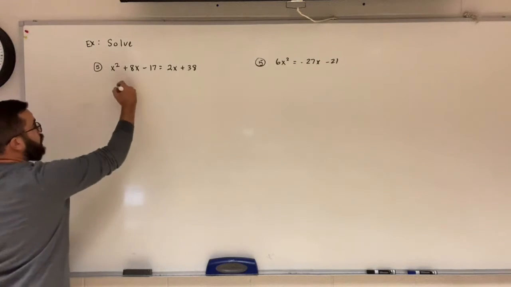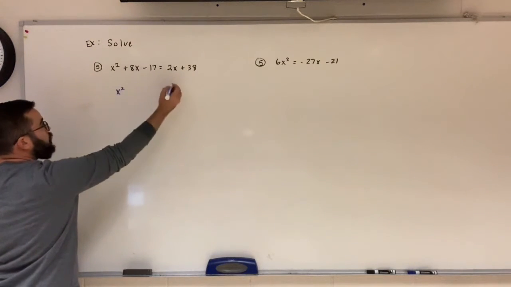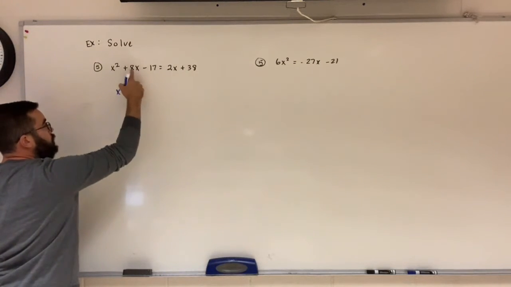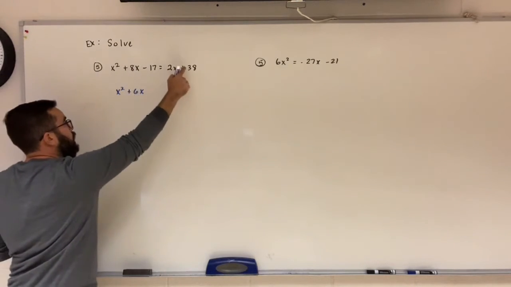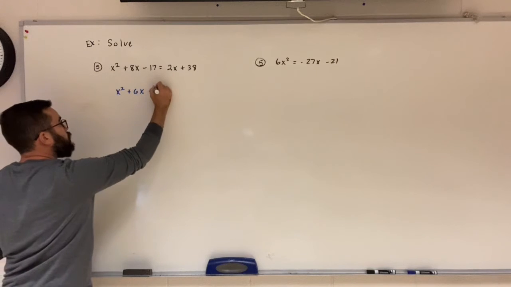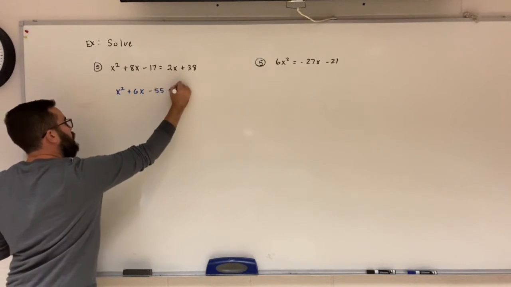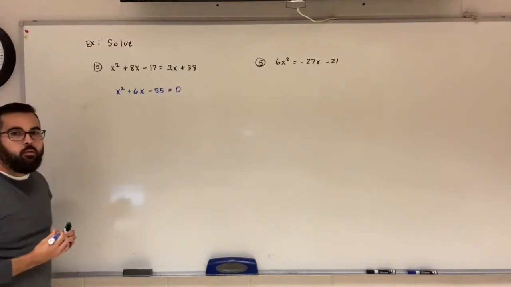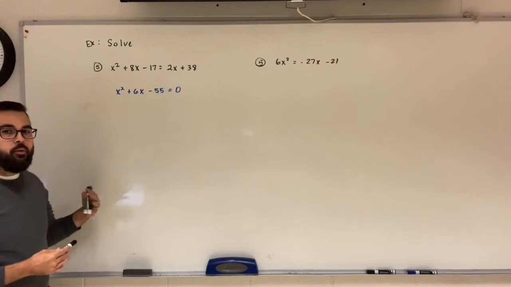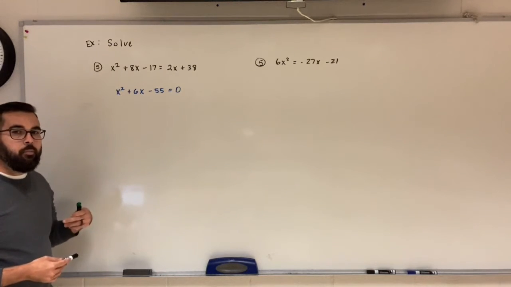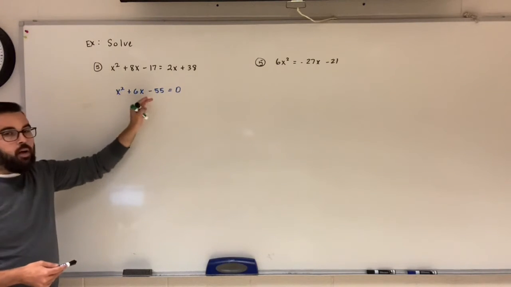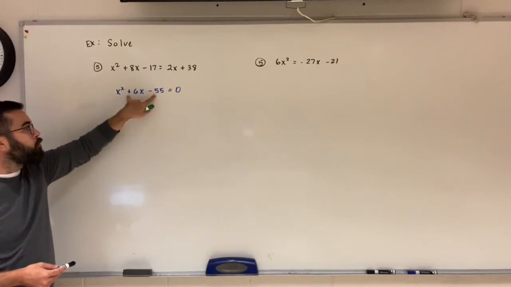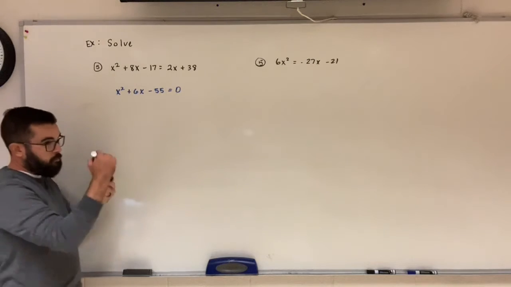So I'd end up with x squared. If I subtract 2x, it combines with the 8x and makes positive 6x. And subtracting 38 leaves me with negative 55. And now I have the equation set equal to 0. I'm trying to satisfy the requirements of the zero product property. So I'm not there yet because I don't have a product on the left side, so I need to create a product out of this via factoring.